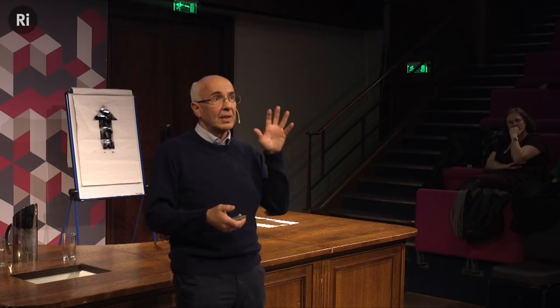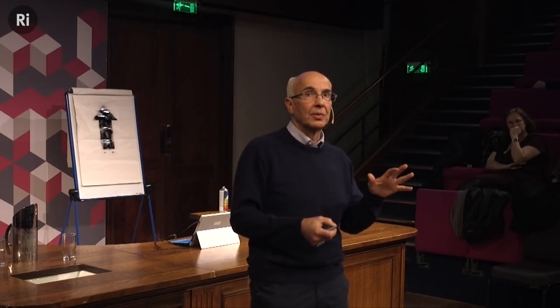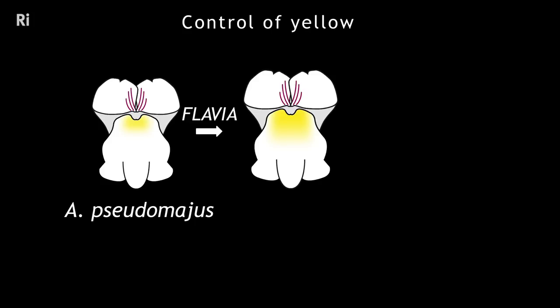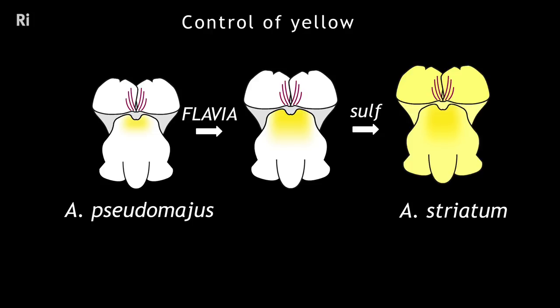Okay, so that's magenta. Now, yellow is a slightly different story. Let's now just concentrate on yellow. With Antirrhinum pseudomagus, we have yellow just at the entry point of the flower. Now, if we add a gene called Flavia, we get more yellow. It's like a yellow spray, but you'll see the yellow is still restricted. But now if we take a stencil gene away, a gene called Sulfuria, then the yellow gets spread everywhere. So again, it's a combination of spraying and stenciling that gives us the colors.